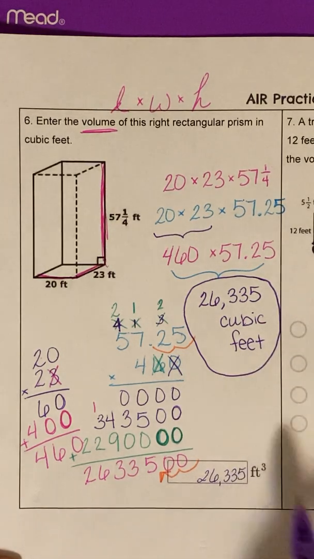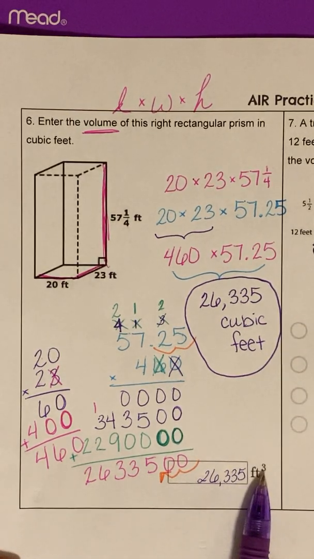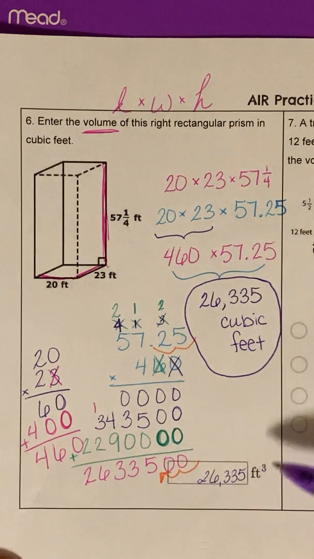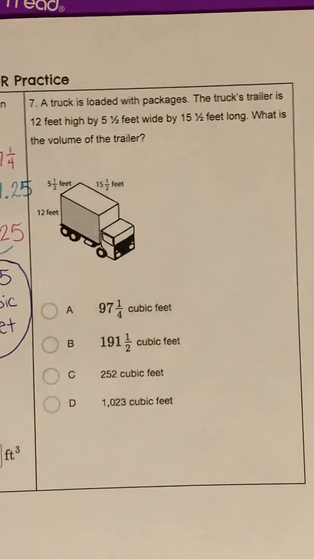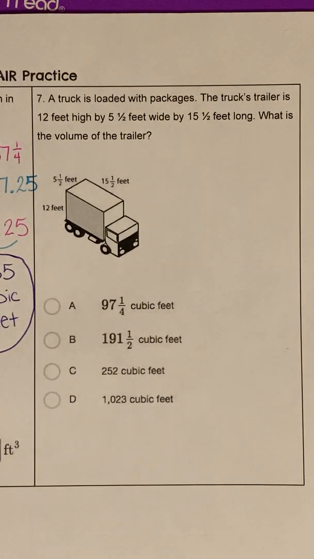26,335. I know you may not know how to enter in a power of 3, which is fine. So feet cubed is the same as cubic feet. All right, again, rewind, pause, whatever you need to do to get that down. And we will move on to number 7, our final one for the day.